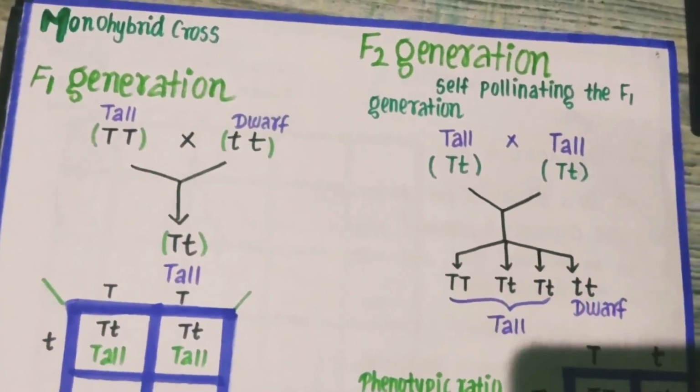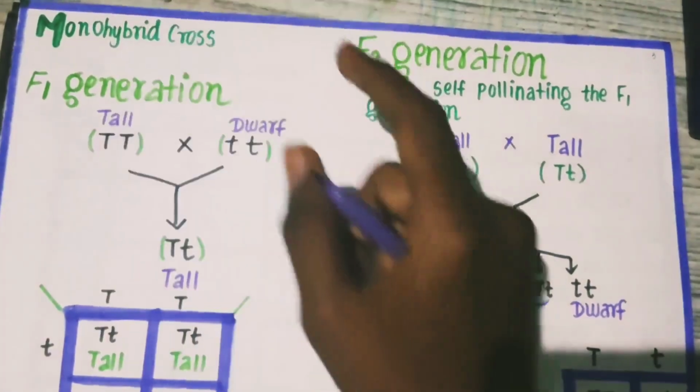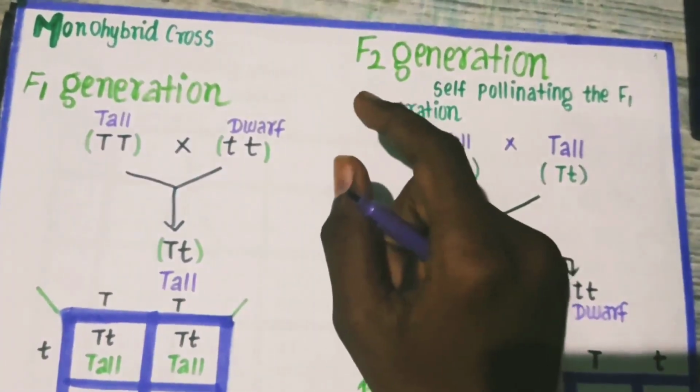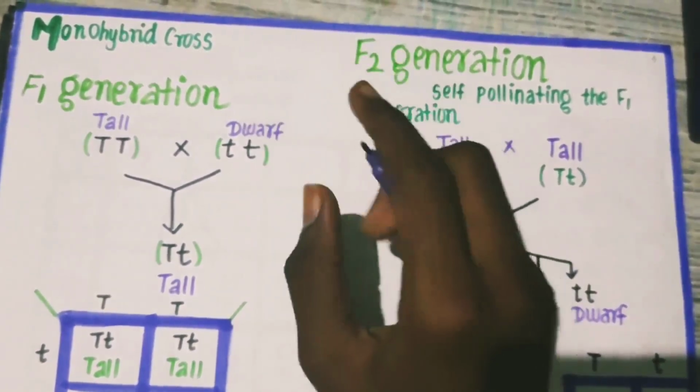Now we are going to discuss monohybrid cross. Let me explain what this monohybrid cross is all about. We have already understood this term in the last class, right? It involves a cross between a single pair of contrasting characters, right?